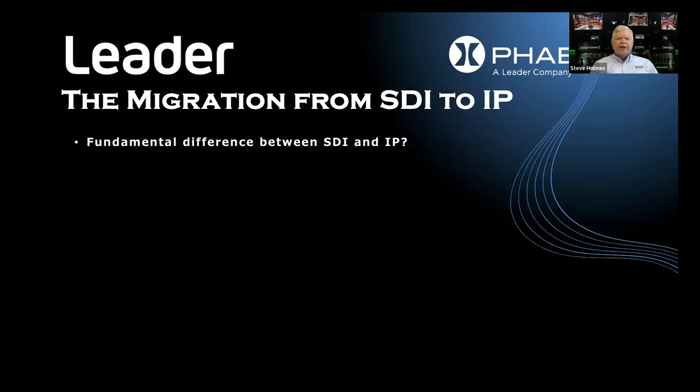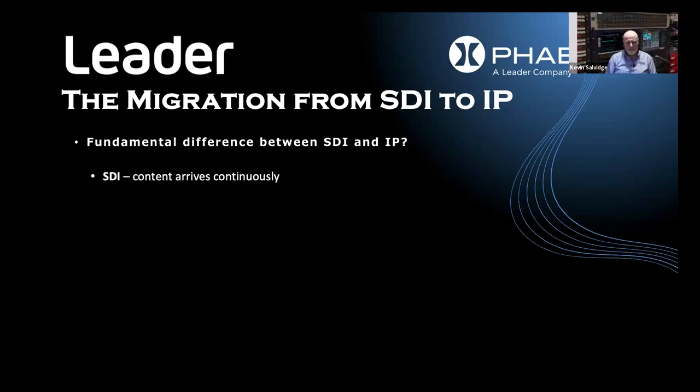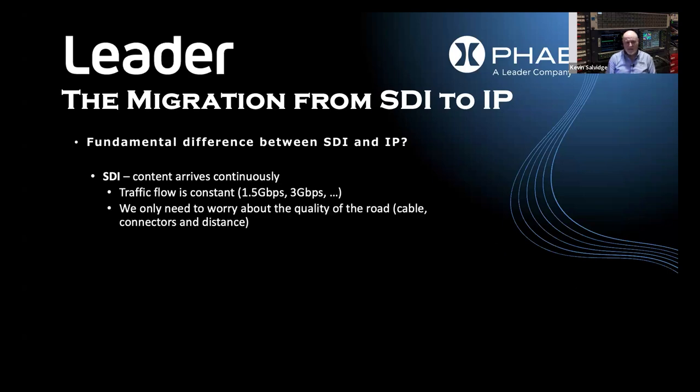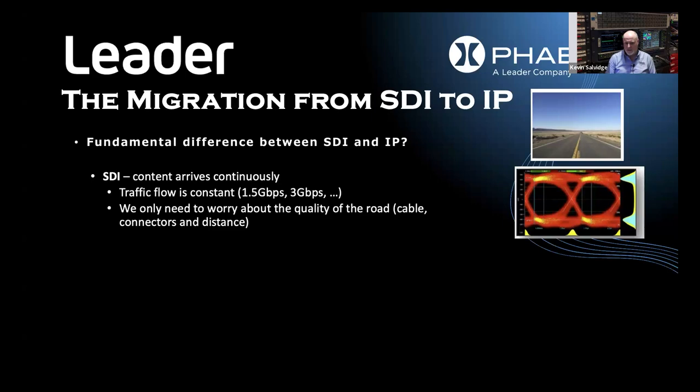Yeah, there have to be constraints around how much of that "arrive when it arrives" we can put up with in a video realm. As we said, SDI content arrives continuously. We have traffic flows that have moved from 1.5G to 3G, 6G. Some people listening to us now are probably using 12G SDI. The only thing we've had to worry about with SDI is what we call the quality of the road: the cable, the connectors, the distance that we're putting these signals over.